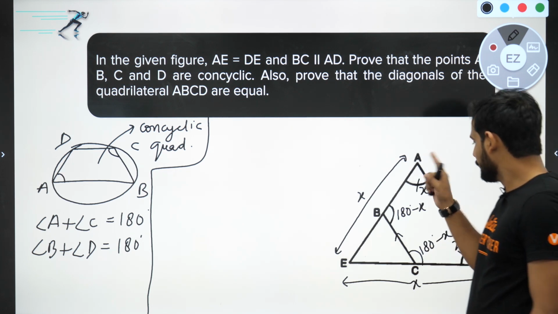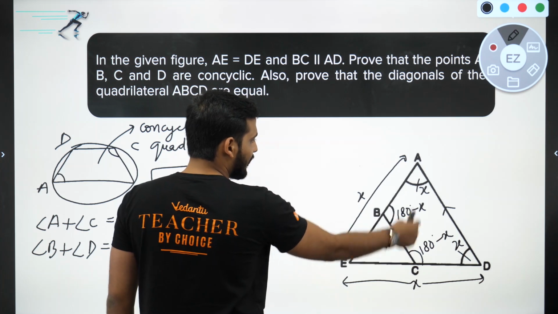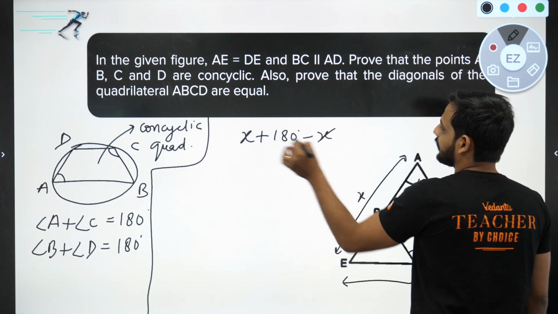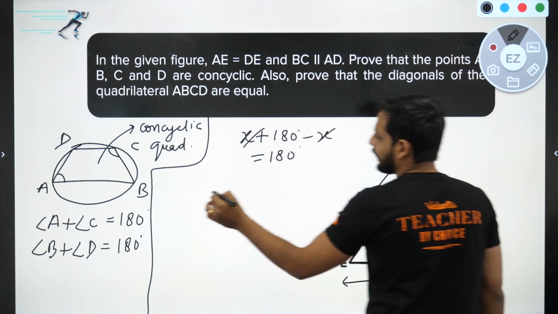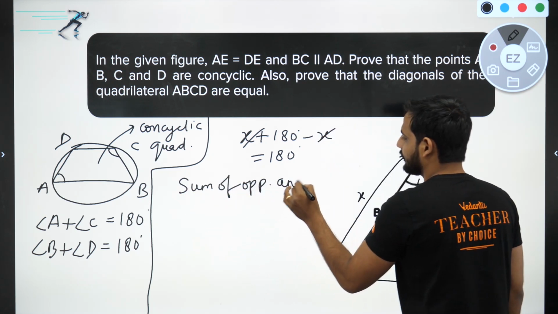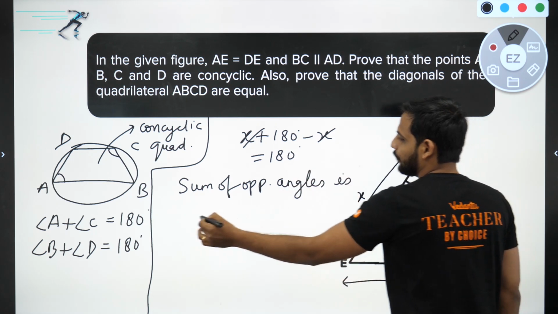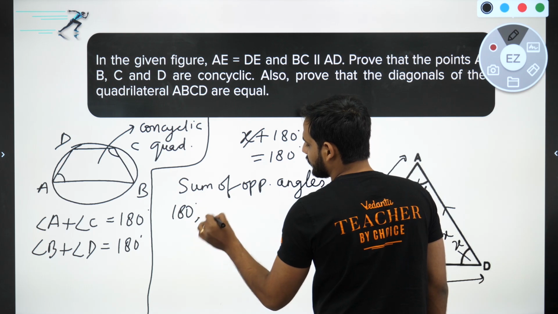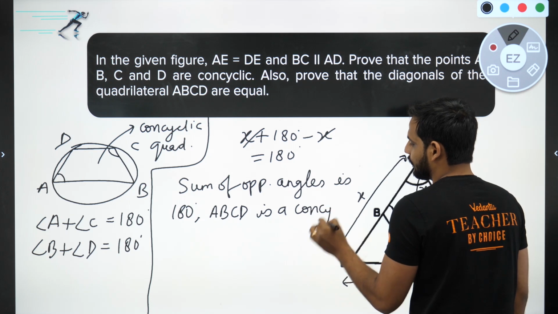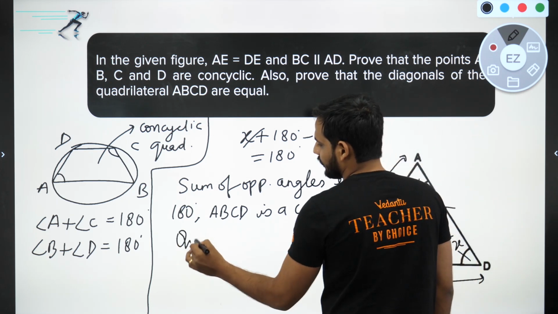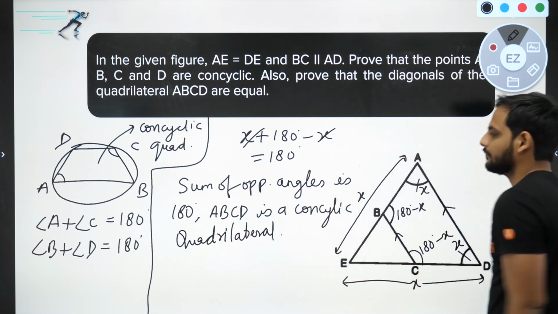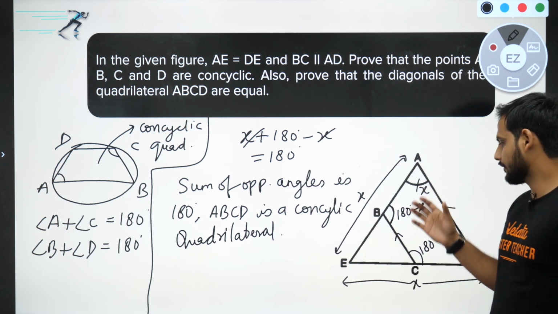X. Now you can see here that the sum of opposite angles, X plus 180 minus X, what are you getting? 180 degrees. So I can say the sum of opposite angles is 180 degrees. That means ABCD is a concyclic quadrilateral. So this is how it can be proved that it is a concyclic quadrilateral.